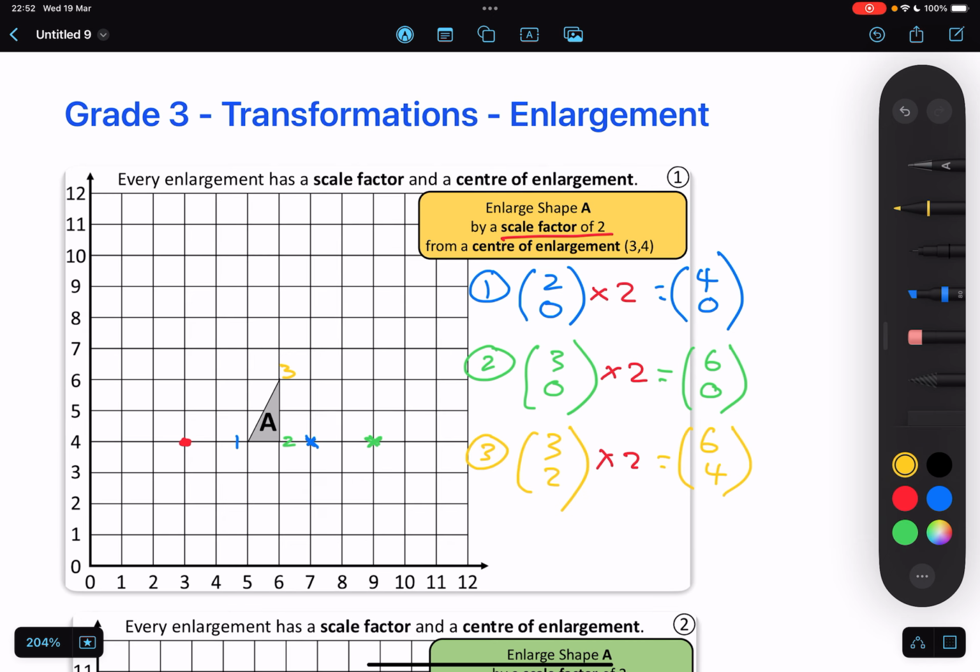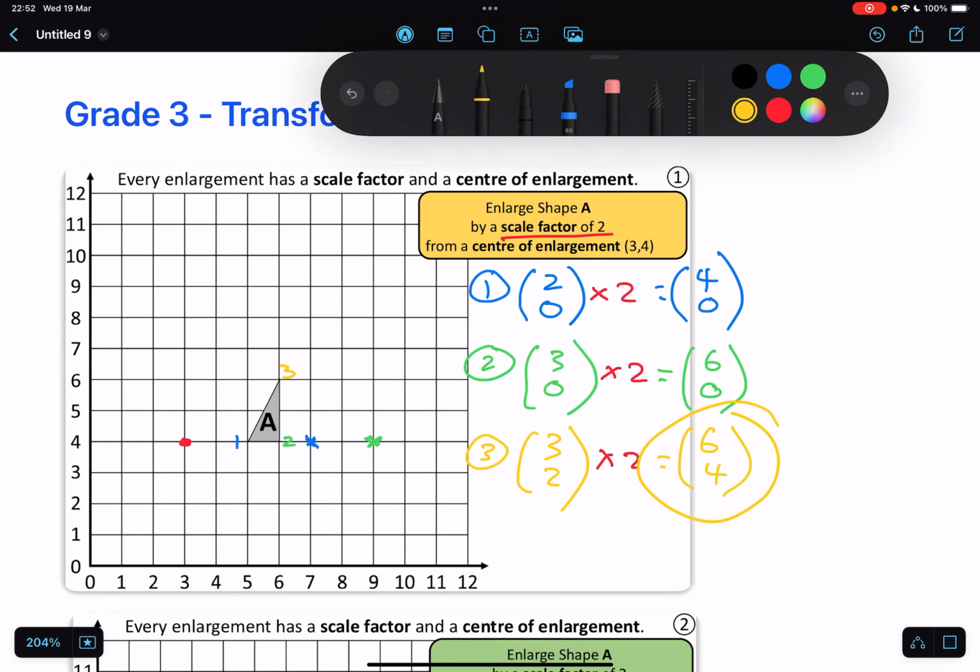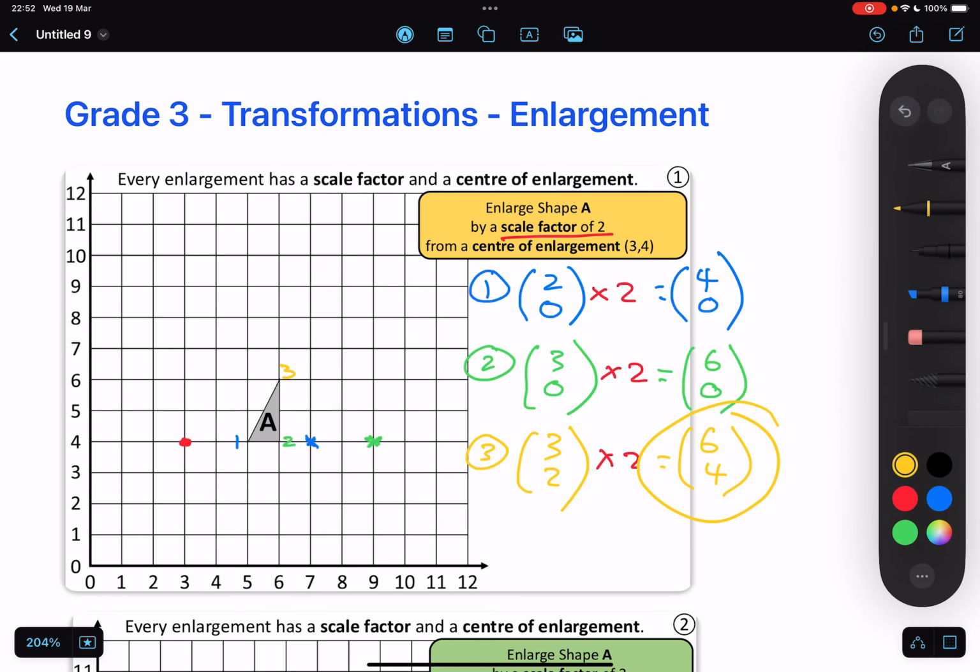Okay, now time for point number 3, which is that one there. We're going to go 6 to the right and 4 up. So 6 to the right, 1, 2, 3, 4, 5, 6, and then 4 up, 1, 2, 3, 4 is going to be just up there.